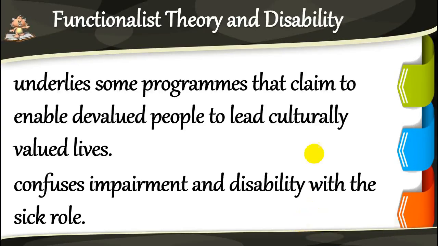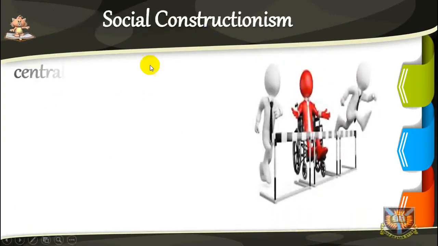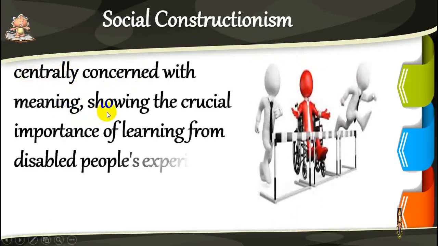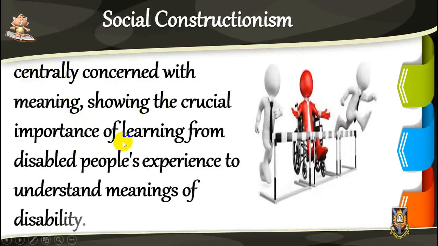Social constructionism. This theoretical approach is centrally concerned with meaning. It shows the crucial importance of learning from disabled people's experience to understand meanings of disability. For example, blindness differs according to the economic and cultural context.